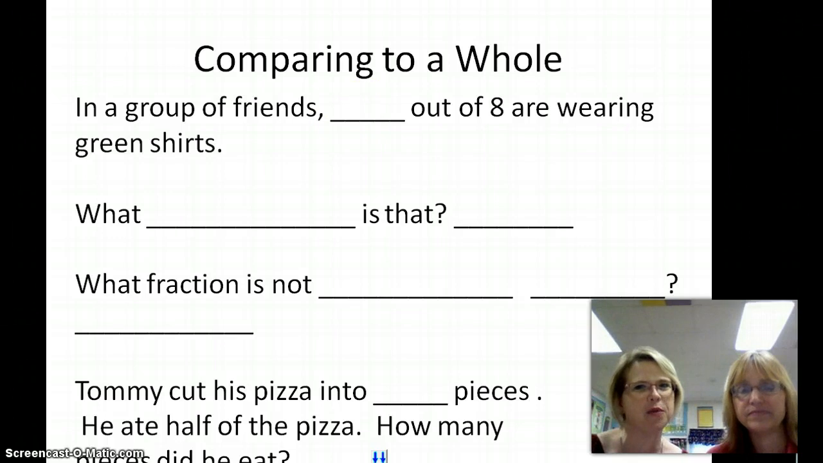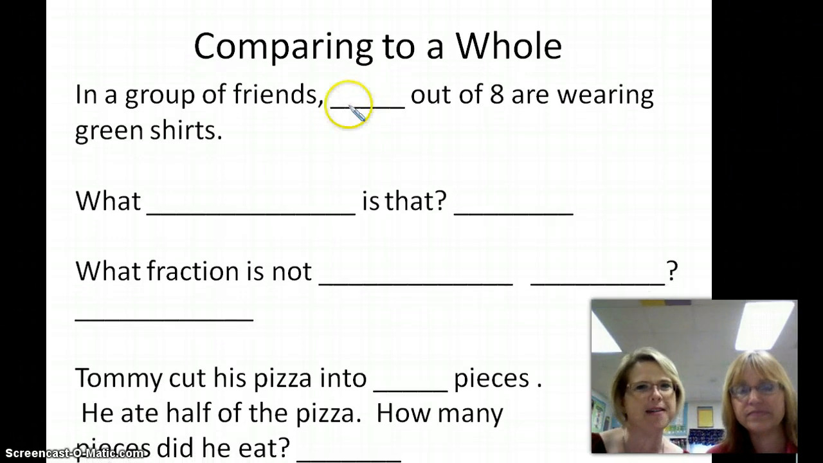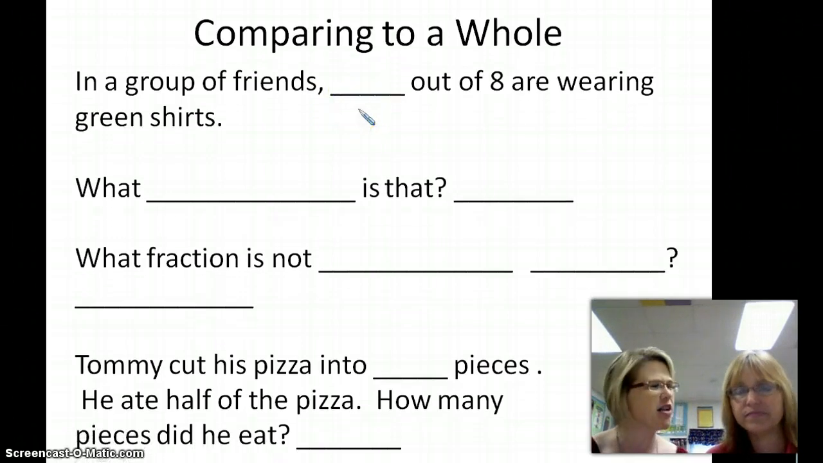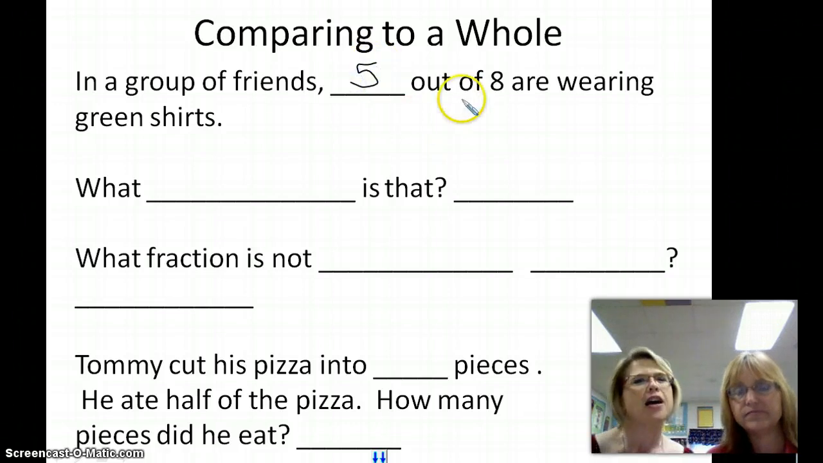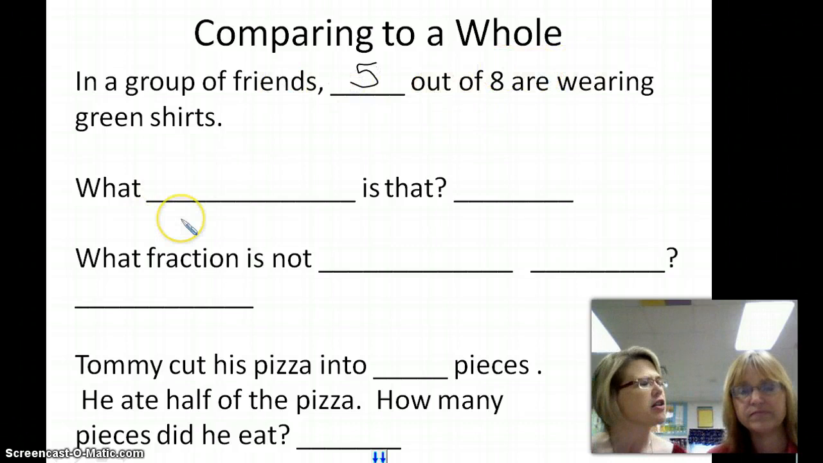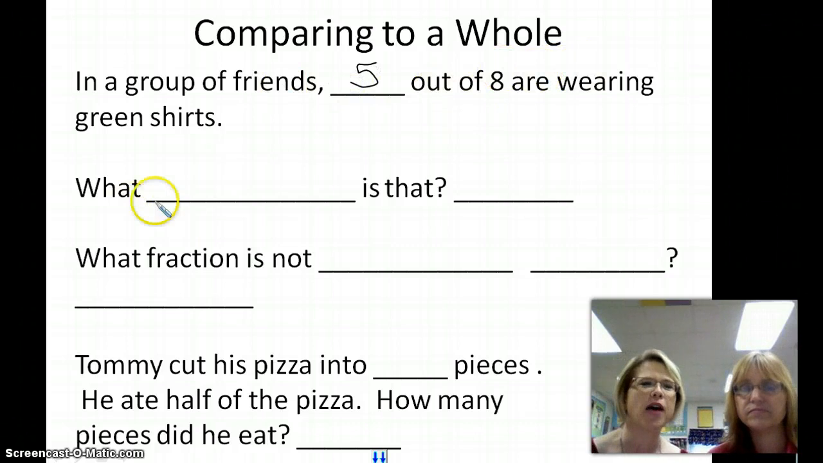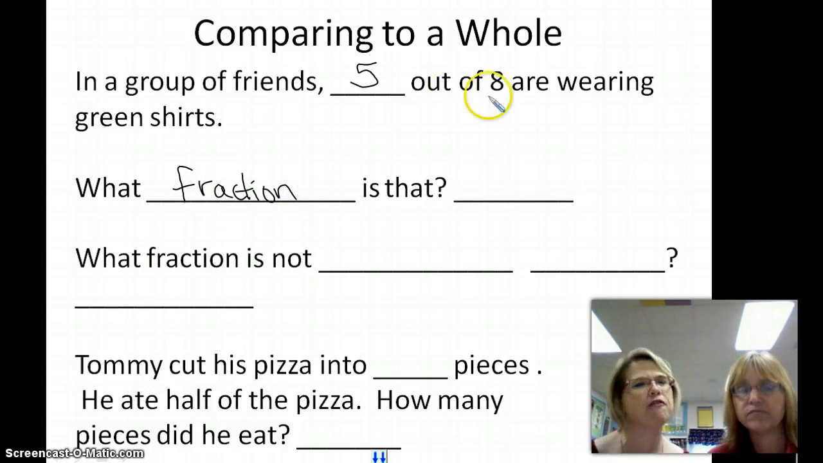In this slide, we're going to compare to a certain number of people in a group. In a group of friends, 5 out of 8 are wearing green shirts. So that's a lot of green shirts, isn't it? We're going to write it in fractions. If 5 out of 8 are wearing green shirts, what fraction is that? That would be 5 over 8. And we want to make sure we write it like that.